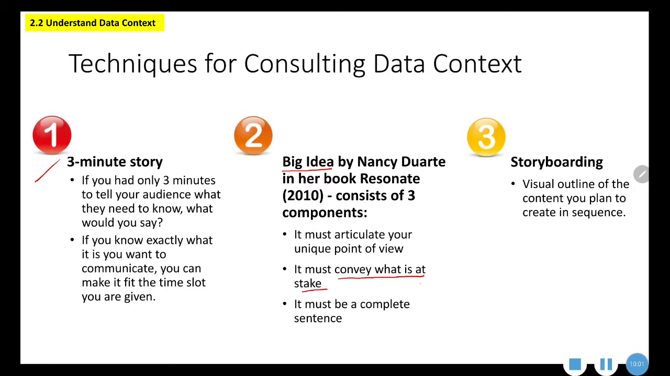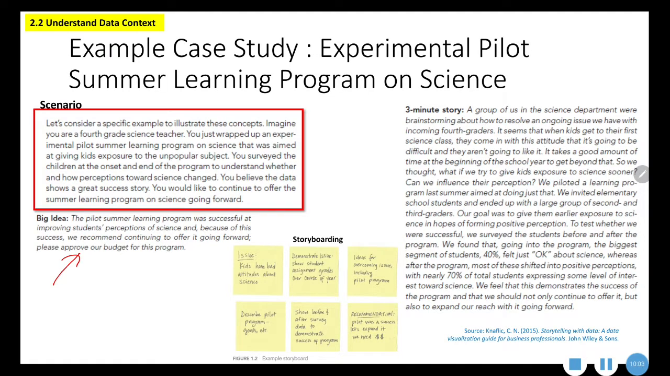So you go back here. It says the pilot summer learning program was successful at improving students' perception of science, and because of this success, we recommend continuing to offer it going forward. Please approve our budget for this program. So this is the big idea. And then the techniques, in order to justify the data context.